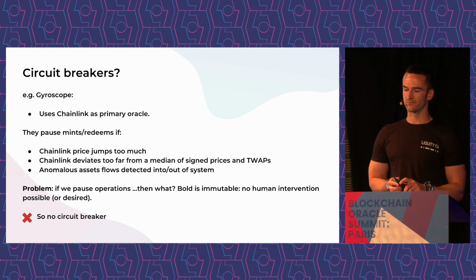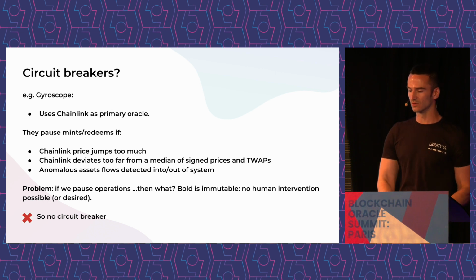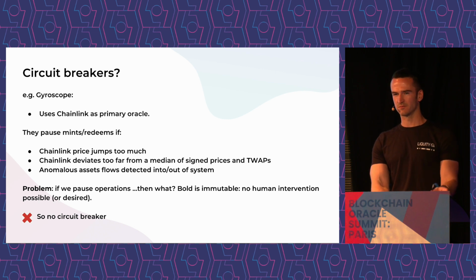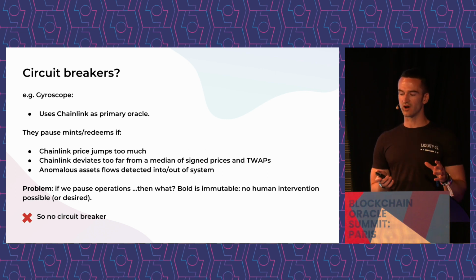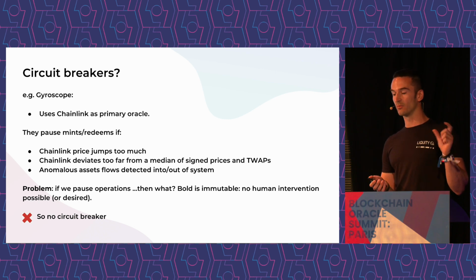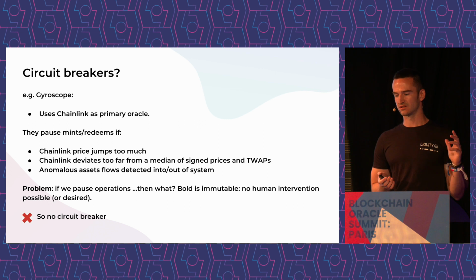Circuit breakers. So Gyroscope have a really cool circuit breaker design. It's really sophisticated, and I think they'll be speaking about it tomorrow. So basically, they use Chainlink as the primary. Then they pause their mints or redeems if any of these conditions is met. So if the Chainlink price jumps too much, if it deviates too far from a median of signed prices and TWAPs, or if they detect anomalous asset flows, like too much collateral moving in or out of the system.